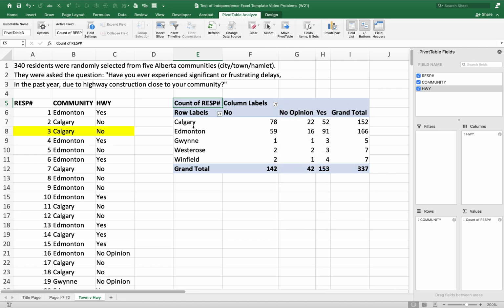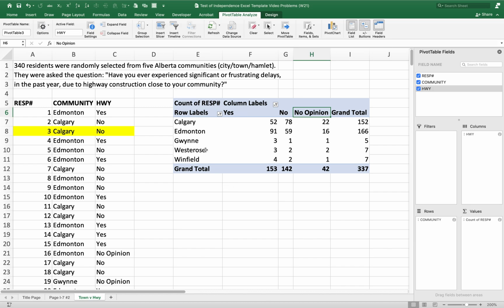And I could reorder these if I want to. I think they're fine the way they are. Calgary, Edmonton, and then a bunch of little small towns here. And then we've got no opinion, and yes. I could change this around if I wanted, so that it's yes, no, and no opinion. I could do that, and that's just moving it over like that, but it doesn't really matter.